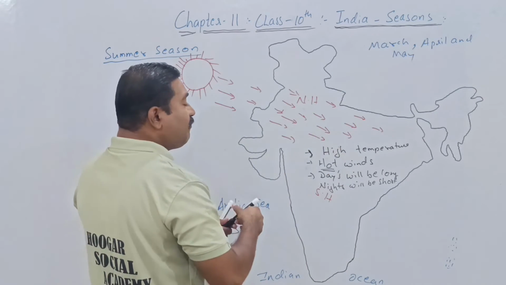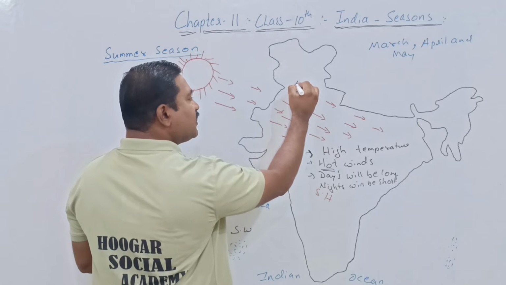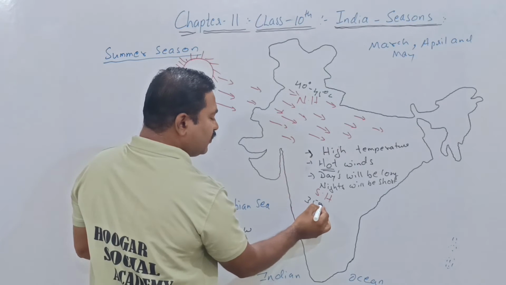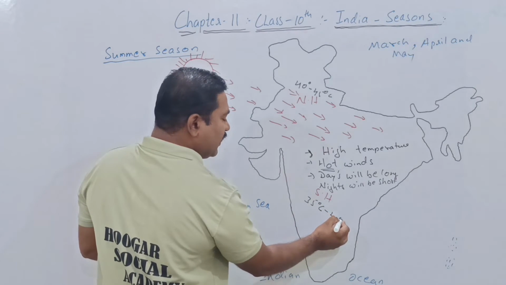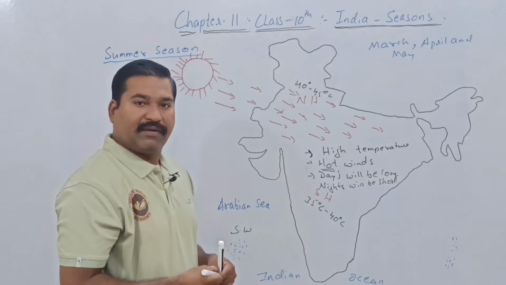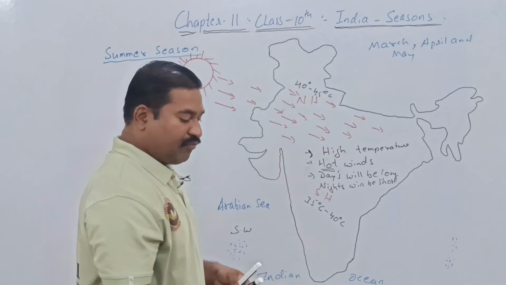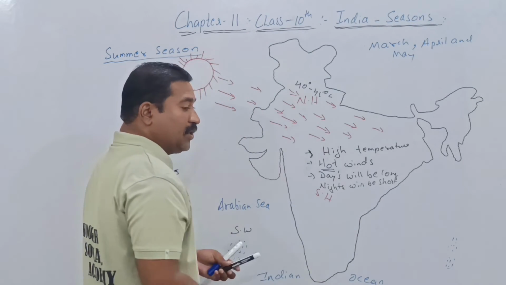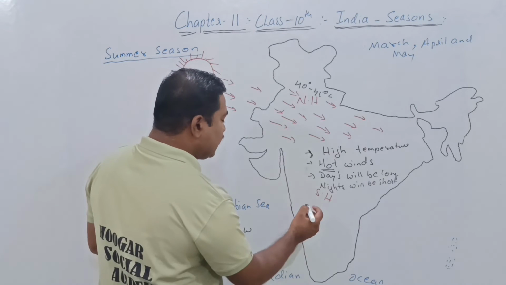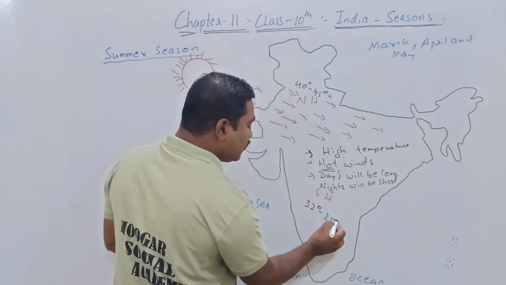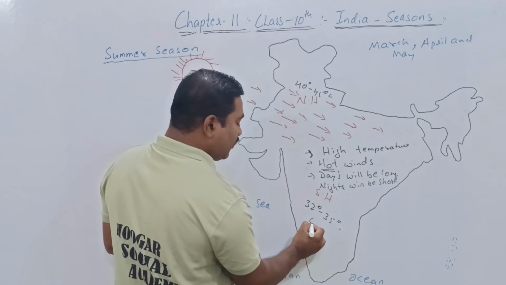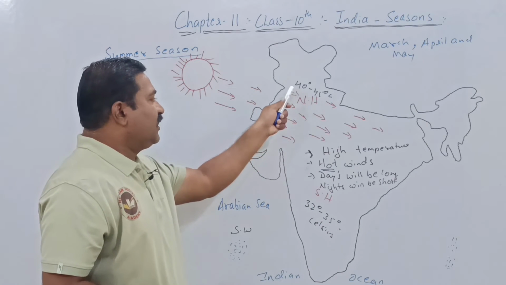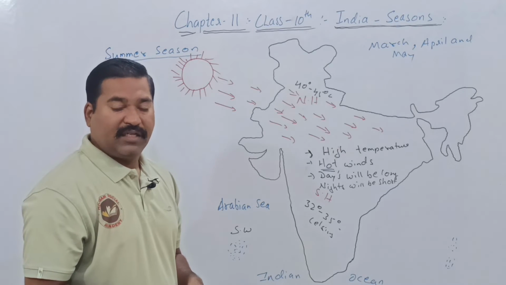Moreover, as I said, with high temperature, the northern hemisphere is quite far from the southern hemisphere. Here the temperature reaches up to 40 to 45 degrees Celsius, in some places 35 to 45, while normally in the southern hemisphere it reaches 32 to 35 degrees Celsius. But here the temperature will be high.